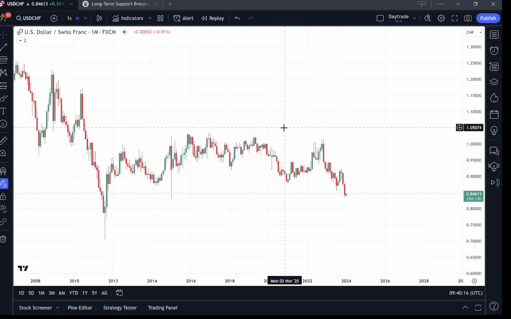What I recommend is always knowing what is going on in the higher time frames, and I think it's probably the best way to trade. If you're short-term trading, knowing what is going on in the higher time frames can help you drastically with your probability and your win ratio. So let's get into it.